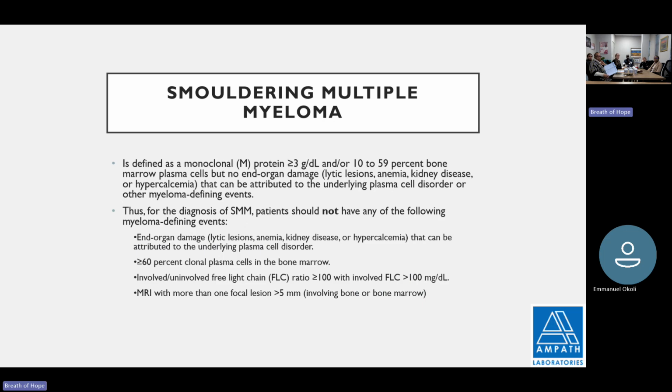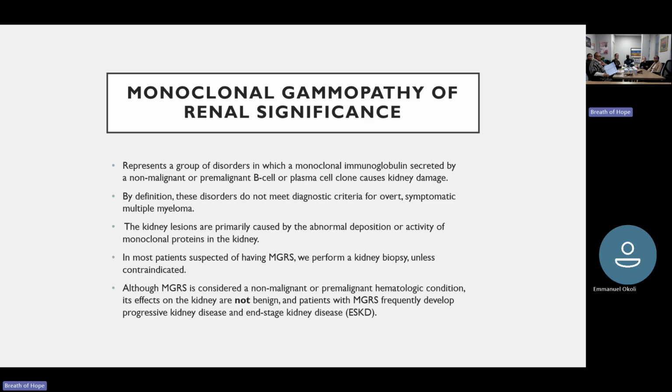So in here, the smoldering is just again the classification. You'll see that the M protein will be slightly higher, more than 10% of plasma cells in the bone marrow. It will be less than 60% because if it is more than 60, the criteria for multiple myeloma will be met. So that is the diagnosis of it.